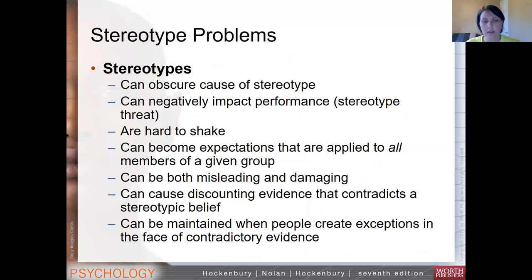I'm sure you can think of a lot of different examples. They can be damaging and misleading. And then whenever there's evidence that contradicts a stereotype, of course, there are exceptions that can be made. This is an example that I'm not sure is in your book, but it's a really good example of how exceptions can be made when contradictory evidence is present.